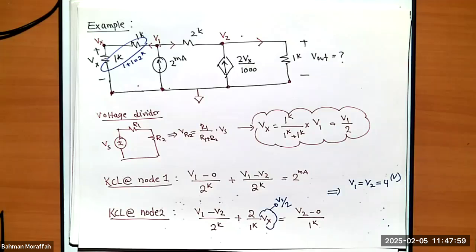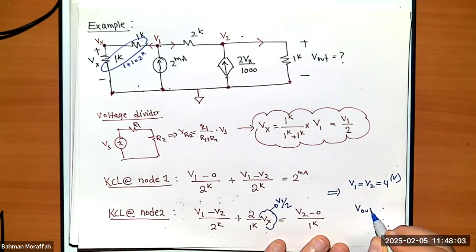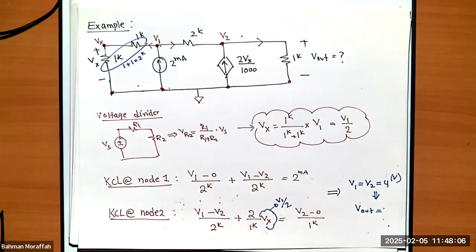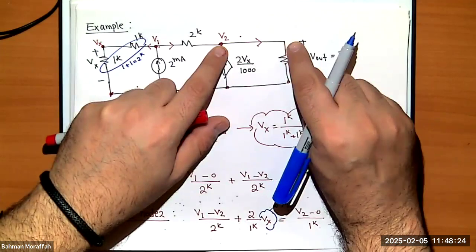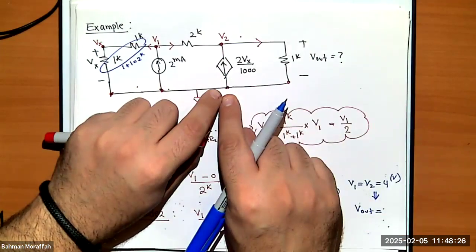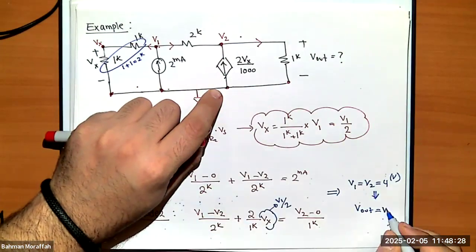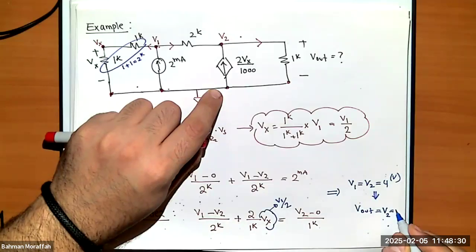What is V out then? What is V out? V out is voltage across that 1K. What is it equal to? It's V2. It's exactly V2. Right? Because remember, V2 is over here as well. And voltage across this is V2 minus 0. So V out is exactly V2, which is 4 volts.